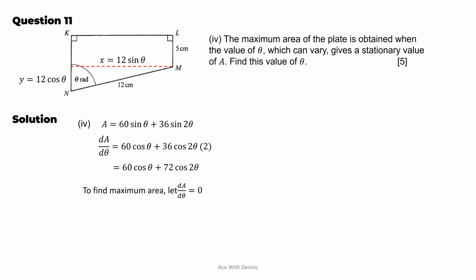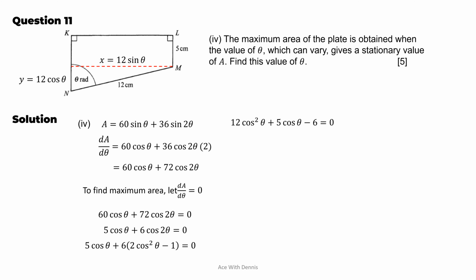To find the maximum area, we let dA over d theta equal 0, which is 60 cosine theta plus 72 cosine 2 theta equals 0. So we divide by 12 and we get 5 cosine theta plus 6 cosine 2 theta equals 0. Cosine 2 theta is 2 cosine squared theta minus 1. Therefore, the equation becomes 5 cosine theta plus 6 bracket 2 cosine squared theta minus 1. Expand, we get 12 cosine squared theta plus 5 cosine theta minus 6 equals 0.